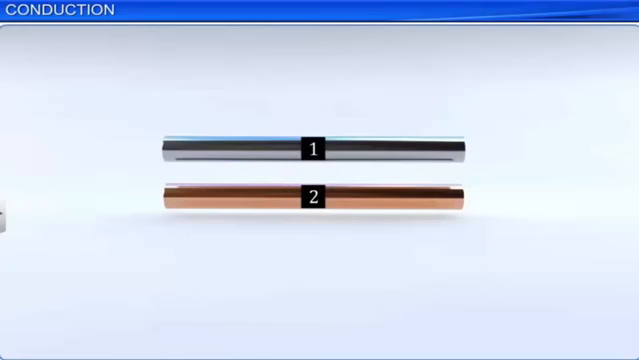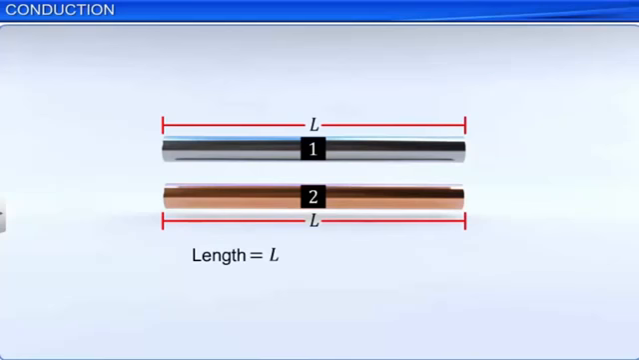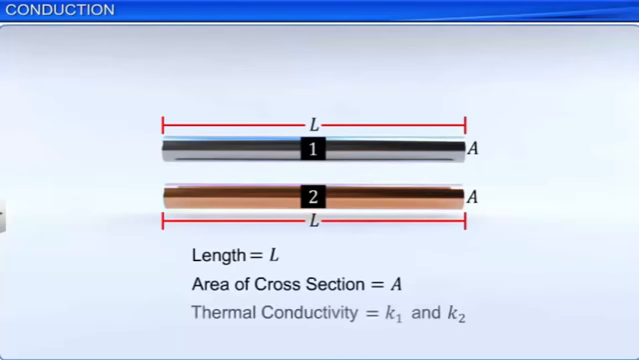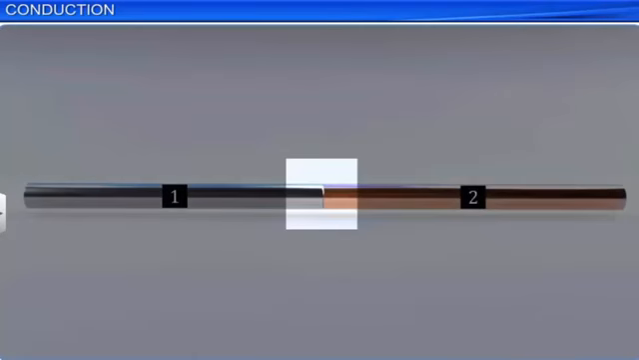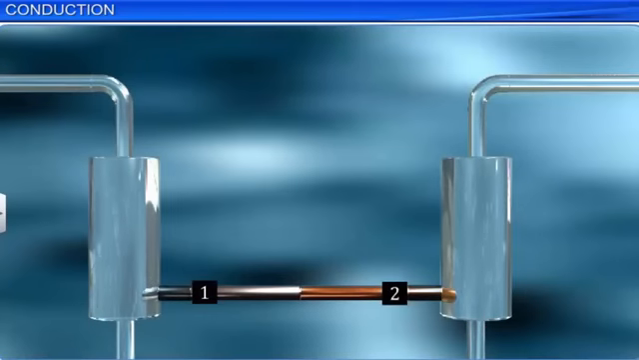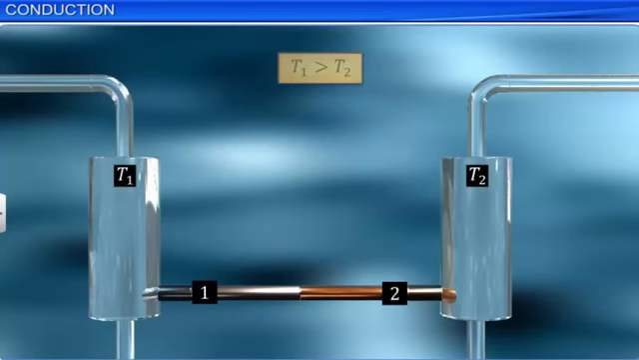Now consider two bars each of length L and a cross-sectional area A. The bars, made of different materials of thermal conductivity K1 and K2 respectively, are soldered end to end, and the free ends are maintained at two different temperatures T1 and T2, with T1 greater than T2.